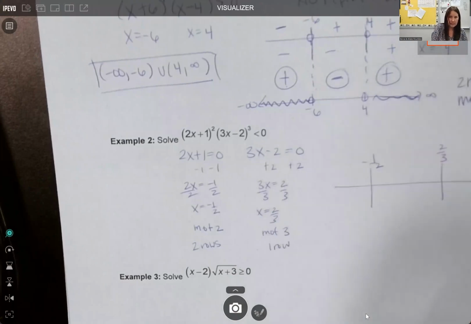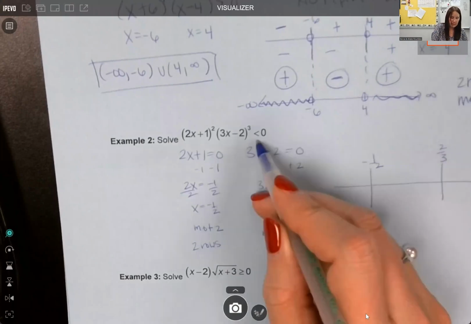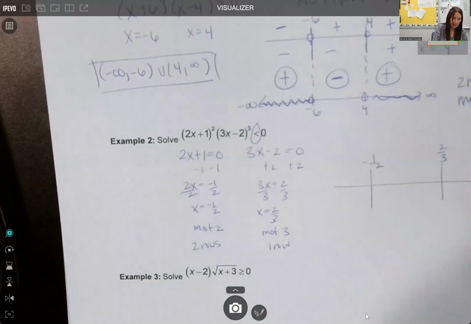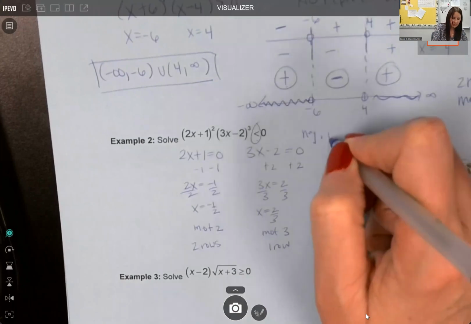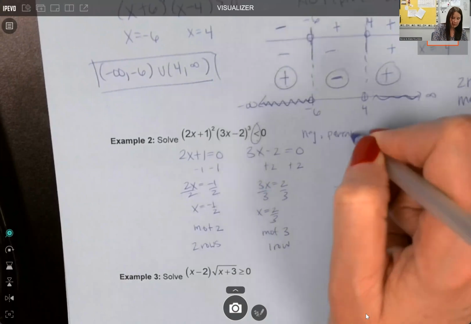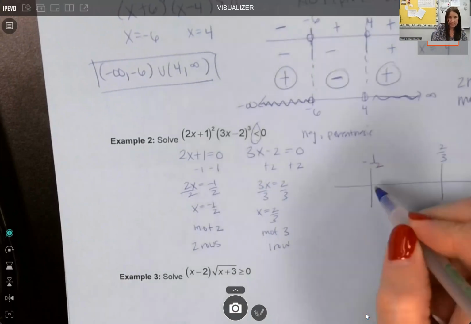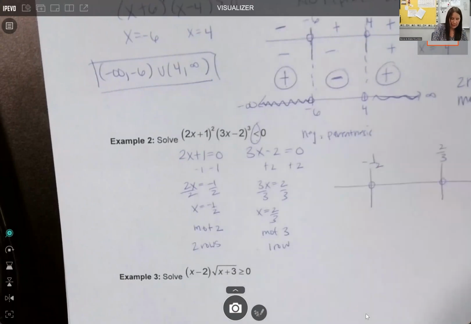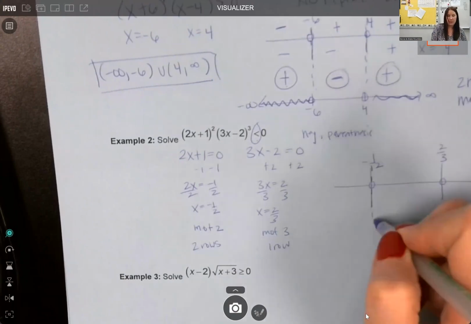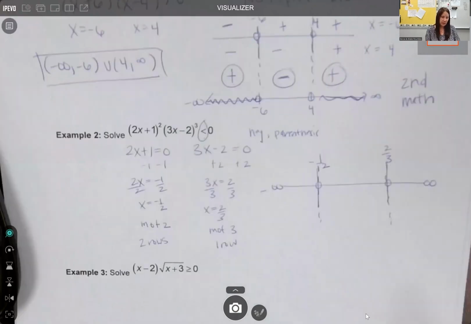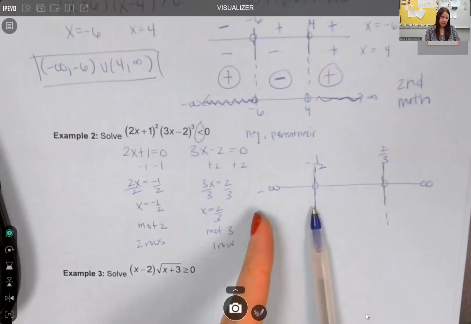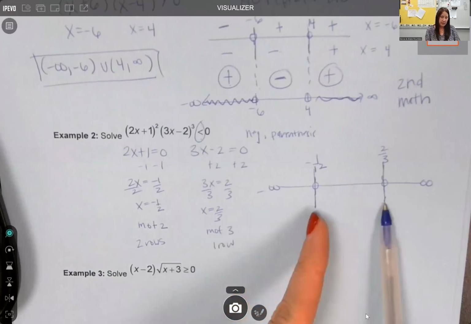Looking at this sign, it is less than, so I want negatives, and it's parentheses. Again, you can do an open circle like this, or you can do a dashed line so that you know it's not a closed circle. It's not included. This is negative infinity and this is positive infinity. So I'm looking at these intervals from here to here, from here to here, and from here to here.